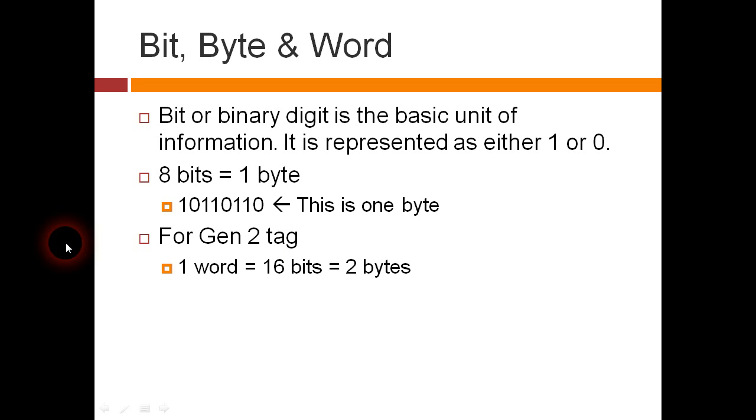Now let's talk about how the information is stored in a computer or even in an RFID tag. The bit or binary digit is the most fundamental basic unit of information storage. It is represented using either 1 or 0. Now 8 bits make up 1 byte, and 1 word is equal to 2 bytes or 16 bits. So sometimes you might have to deal with the word length, but most of the time you should not be worried about it.